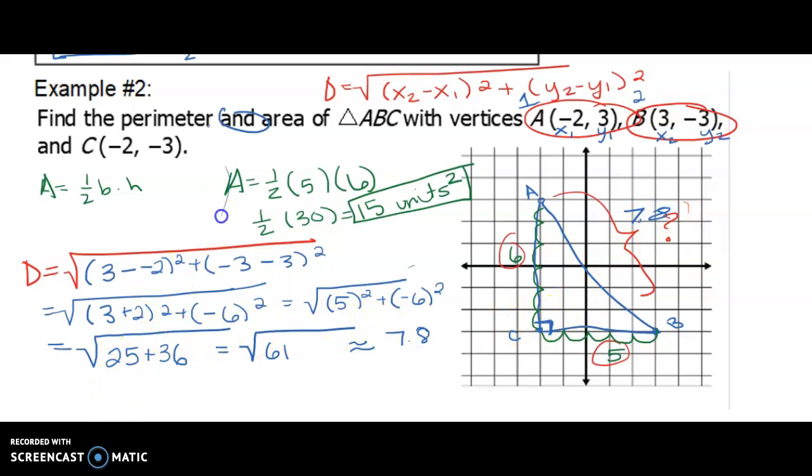Okay, so now to find the perimeter, it will be 6 plus 5 plus 7.8, which is what? 11 plus 7.8, which is 18.8. And that's the perimeter. Oops, that's an 18.8, not an 8.8. And that's just units. Not units squared, just units.